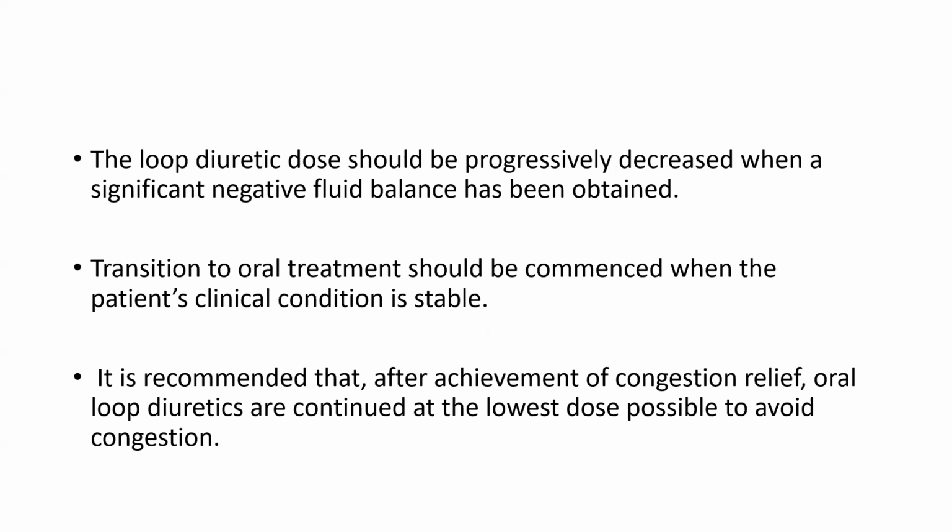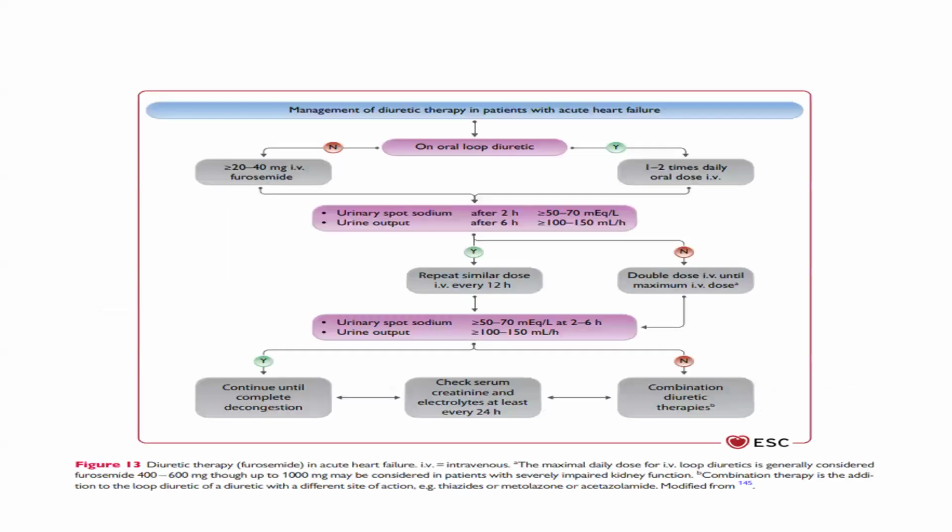Loop diuretic dose should be progressively decreased when significant negative fluid balance has been obtained. Transition to the oral treatment should be commenced when the patient's clinical condition is stable. It is recommended that after achievement of congestion relief, oral loop diuretics are continued at the lowest dose possible to avoid congestion. So this is the management of diuretic therapy in patients with acute heart failure.